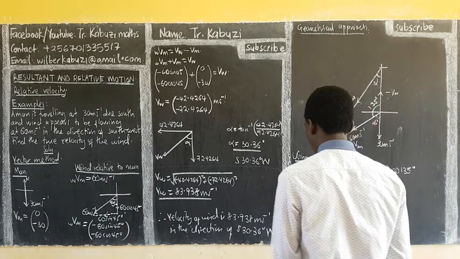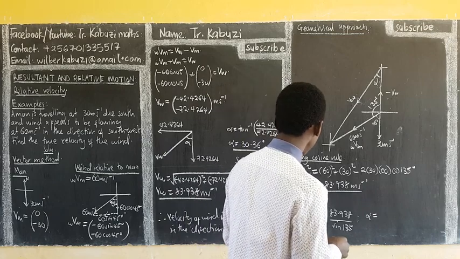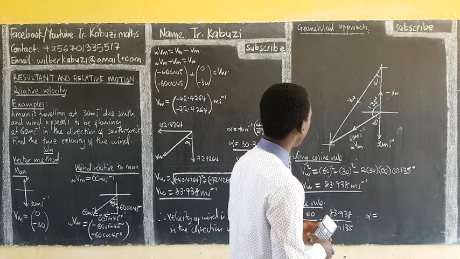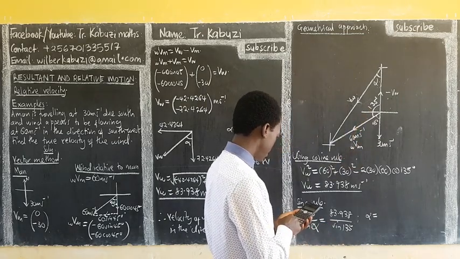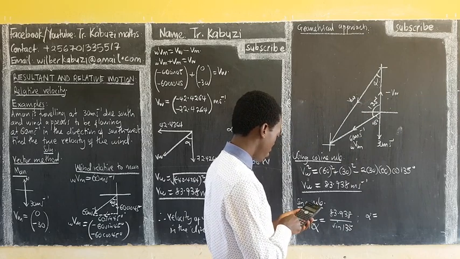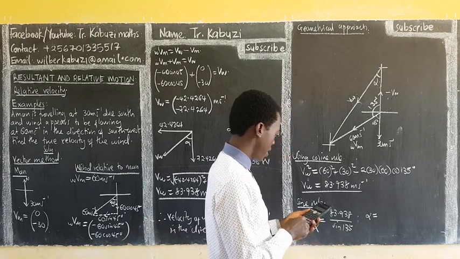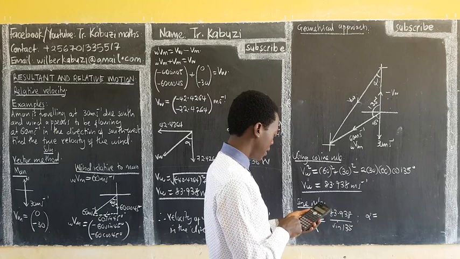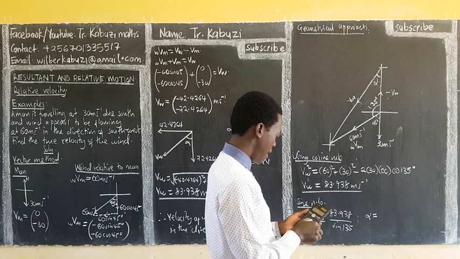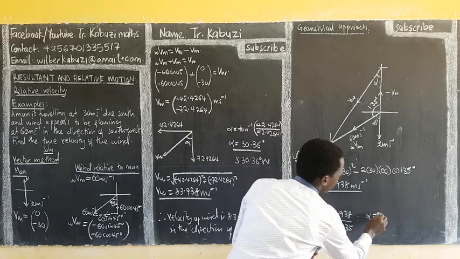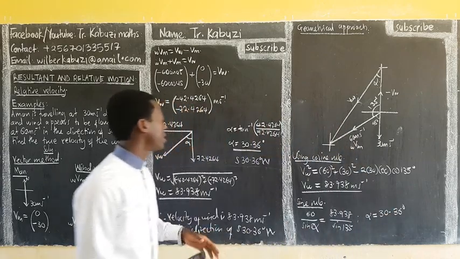So here, my alpha is opposite to this, and then this is opposite to that. So 60 sine 135, this times this, then we shall divide this after, divide by 83.938. Then shift answer. So I'm getting 30.36 degrees. I think you can see it's the angle we got.